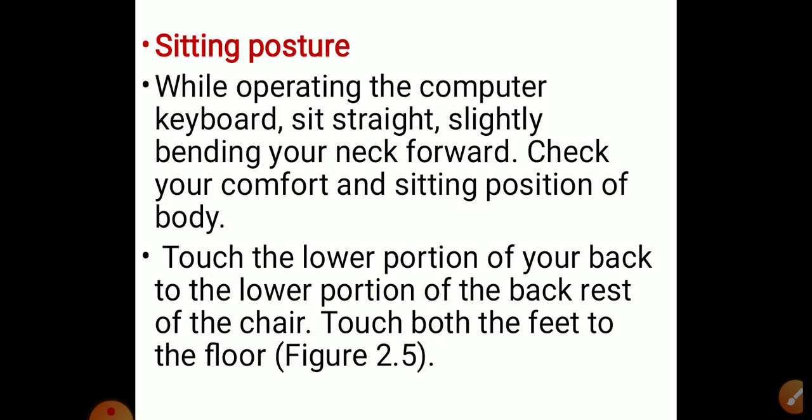Sitting posture. So what is the first typing ergonomic? It is your sitting posture. How to sit when you type. When you use a keyboard, when you sit in front of a computer, how to sit, what position you have to sit. While operating the computer keyboard, sit straight, slightly bending your neck forward. Check your comfort and sitting position of body. So you have to check your comfort and sitting position, how you sit.